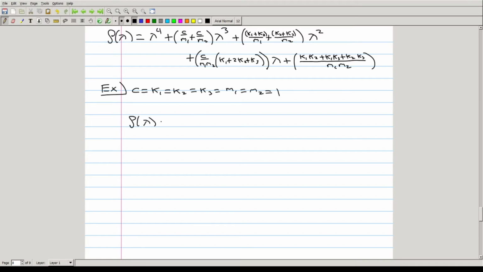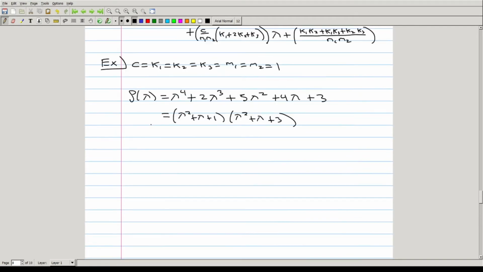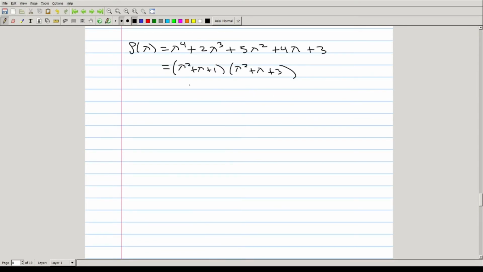And when this happens, you get that rho of lambda is lambda to the fourth plus 2 lambda cubed plus 5 lambda squared plus 4 lambda plus 3, which is lambda squared plus lambda plus 1 times lambda squared plus lambda plus 3. This quartic polynomial factors into the multiplication of these two quadratics right here. And so the zeros of this characteristic polynomial are actually relatively easy to calculate.